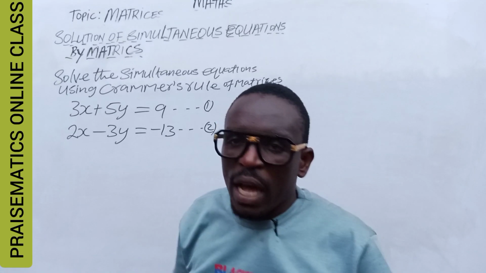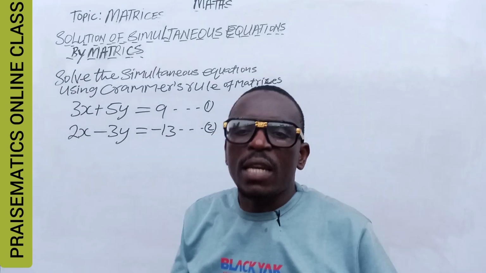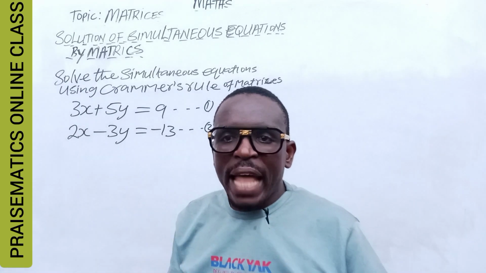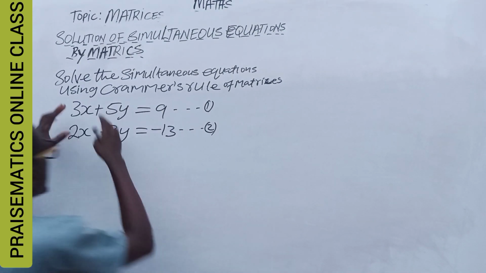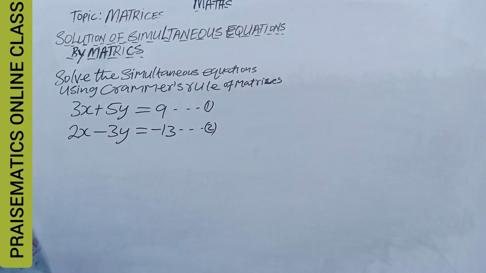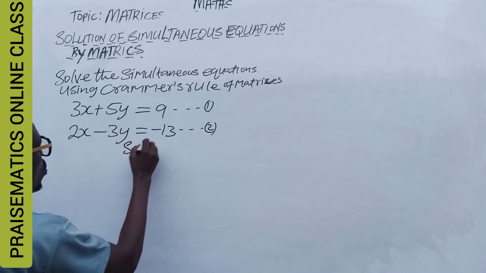And how do we do that? First of all, you need to write down the augmented matrices. What do we mean by augmented matrices? To write this so that it will be in matrix form. Okay, now let's start. Solution.